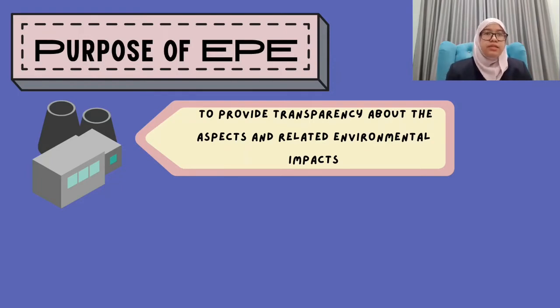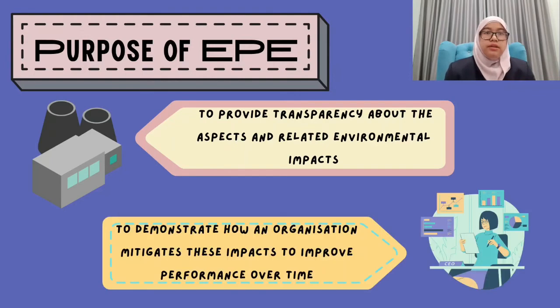change. Then the reason the companies need to reveal the transparency of this information is so that the EPE can be used as a benchmarking tool to see which company is greener. And so the company that is less green can follow the company that is more green to see what is the difference. And the other purpose is to demonstrate how an organization mitigates these impacts to improve performance over time. The better environmental performance can cause more advantage for the company, whether it's environmentally, socially, or economically.